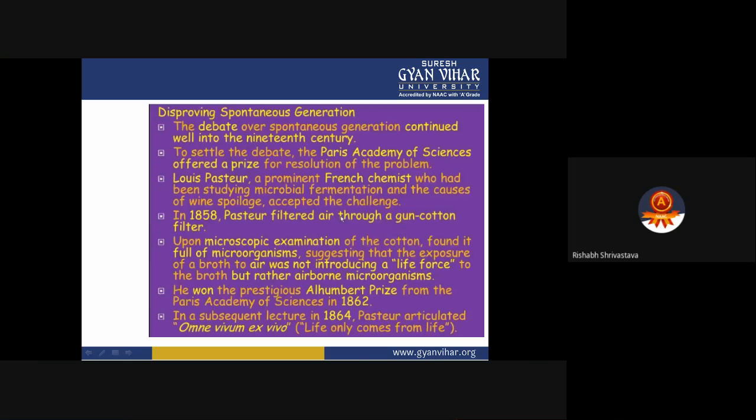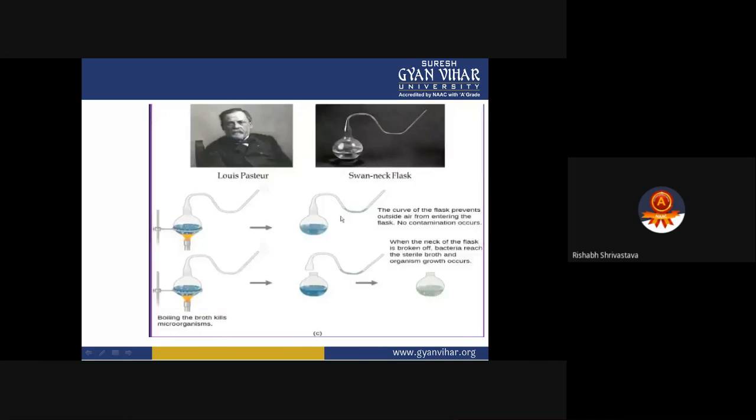This suggested that the exposure of a broth to air was not introducing a life force to the broth, but rather airborne microorganisms. He won the prestigious Alhumbert Prize from the Paris Academy of Science in 1862. In a subsequent lecture in 1864, Pasteur articulated omne vivum ex vivo, that is, life only comes from life.